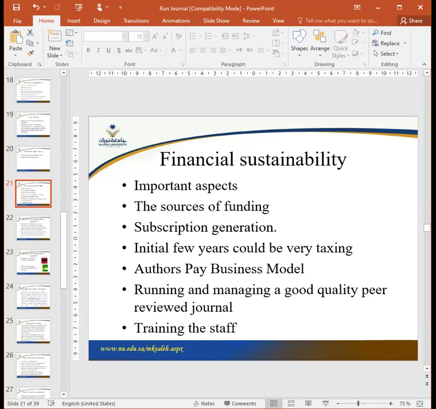The initial few years could be very taxing, but as time passes, the journal or publication earns some credibility, readership, and improved visibility. Things start to become a bit easier. Once the journal gets established, the author pays business model ensures financial stability.